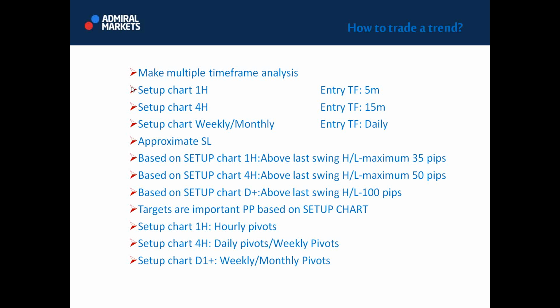If our setup chart is 4 hours, then we need to use daily pivots and weekly pivots for target price. We don't use hourly pivot points if we trade daily pivots and weekly, because probably we will have a 10 or 15 pips profit maximum. We need to use daily pivots and weekly pivots because we are trading on 4 hour time frame using 15-minute entries. And for daily setup, we need to use weekly and monthly pivot points, and entries should probably be on daily time frames.